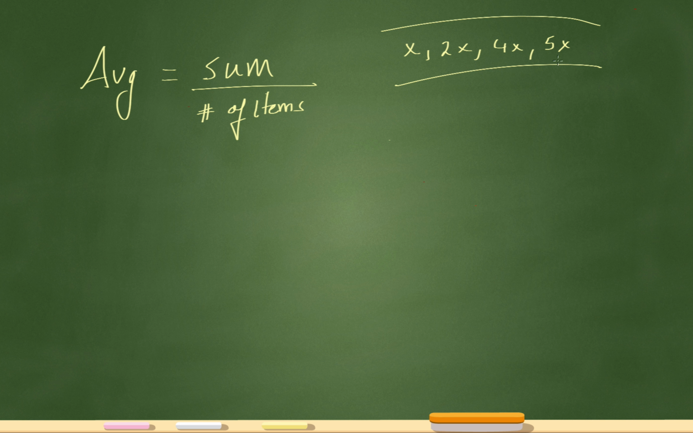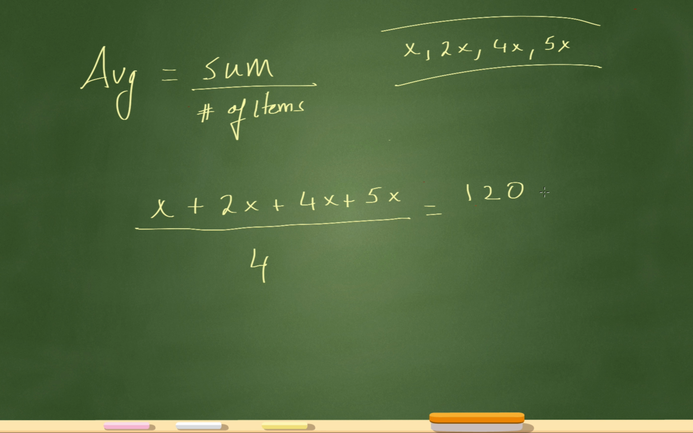In order to find the average of these numbers, I'm going to add them all up. I'm going to do x plus 2x plus 4x plus 5x, and then I'm going to have to divide it by the number of items, the number of things. So 1, 2, 3, 4. There's 4 of them. So I'm going to divide it by 4, and that's going to give me the average. And this problem tells me the average is 120.